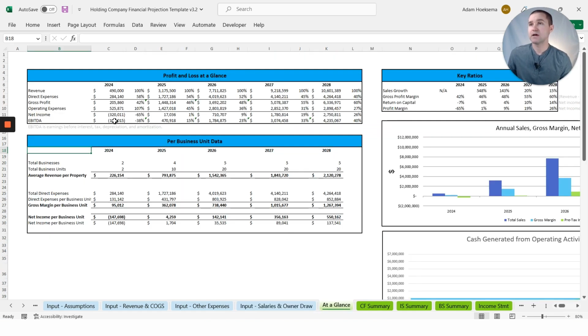And once we've done that, we are back where we started here, the at a glance tab. And again, there are lots of different scenarios you might have that you might want to model. And so I would just mention again that we do have a CPA on staff, and we can customize these templates for your unique scenario.